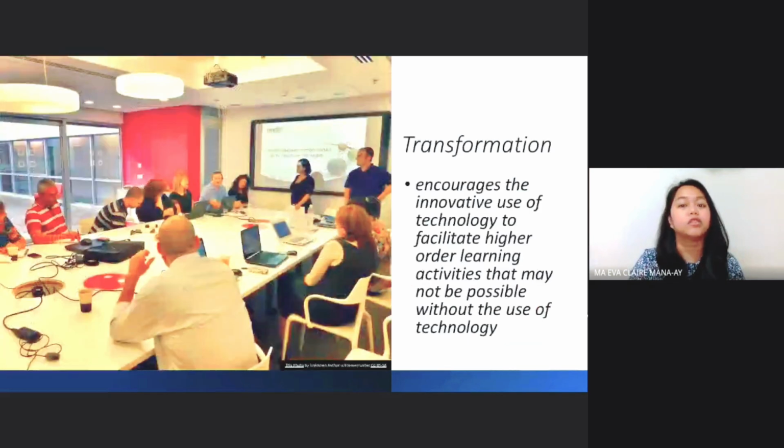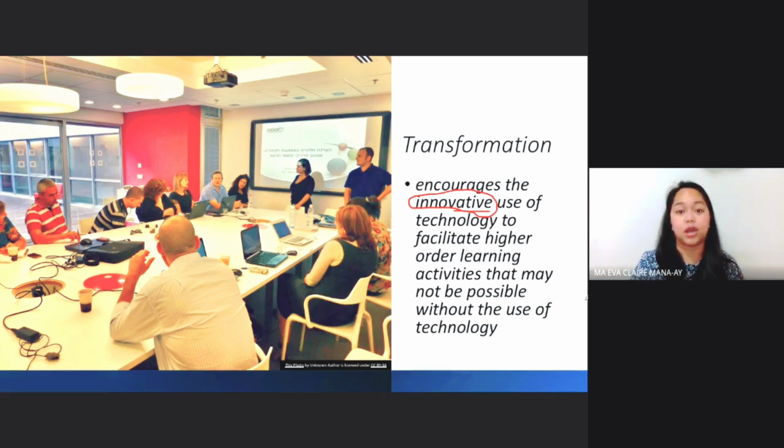And lastly, we have transformation. This level here encourages the innovative use of technology to facilitate higher order learning activities that may not be possible without the use of such technology. So here, your technology is used innovatively. That means it's a novel use of technology. It's not the usual use that you have for a certain type of technology. And without the use of that certain type of technology, higher order learning activities will not be possible. Okay, so that means technology there is one of the key parts of your learning, because without the technology, then this learning activity will not be possible.